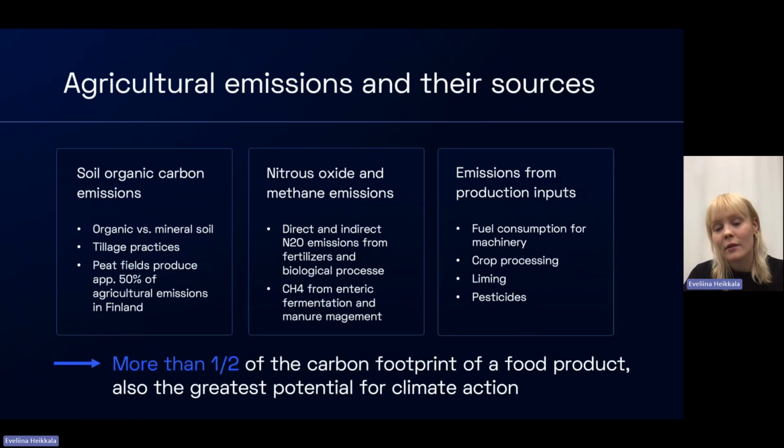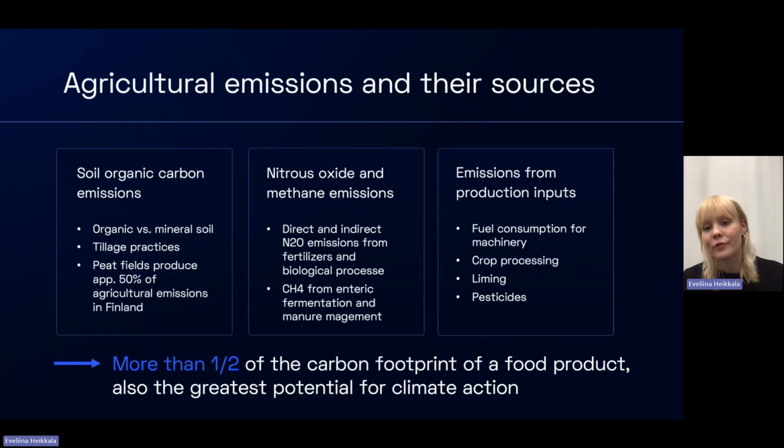Then next I have here nitrous oxides and methane emissions. So these are divided into direct and indirect emissions. And the direct sources include those where nitrogen oxides are directly released into the atmosphere. And then the indirect emissions are caused when the nitrogen is transported from agricultural systems to ground or surface waters through different kinds of drainage systems or surface runoff. And then lastly, here is the methane, and those emissions arise from the enteric fermentation and manure management of livestock animals.